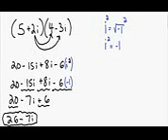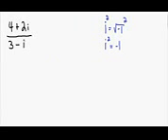Now let's go over an example where we divide imaginary numbers. Here we have 4 plus 2i divided by 3 minus i. Whenever you're dividing complex numbers, you can never leave an imaginary number in the denominator. So our first step in this problem is to get rid of this imaginary number in the denominator.